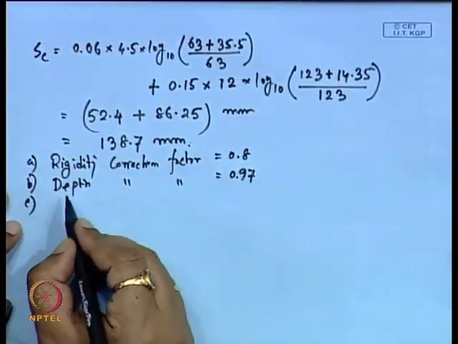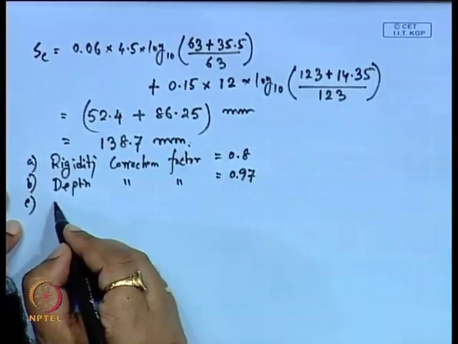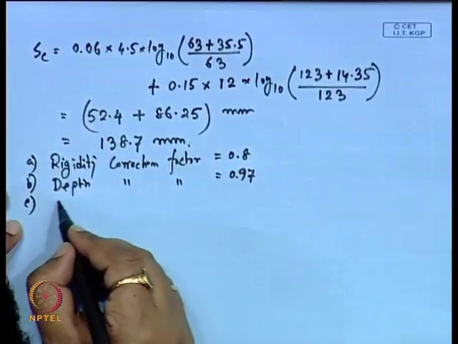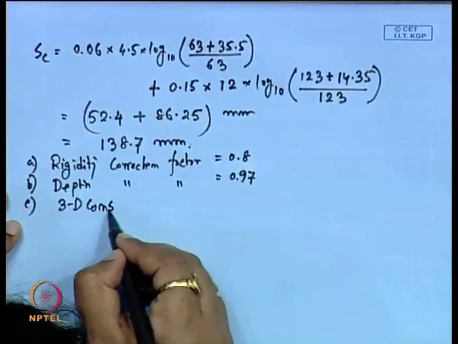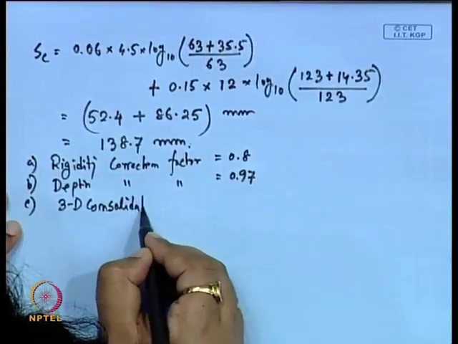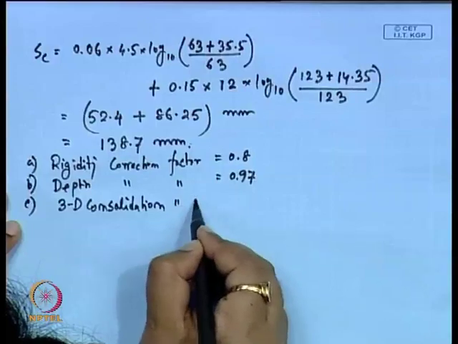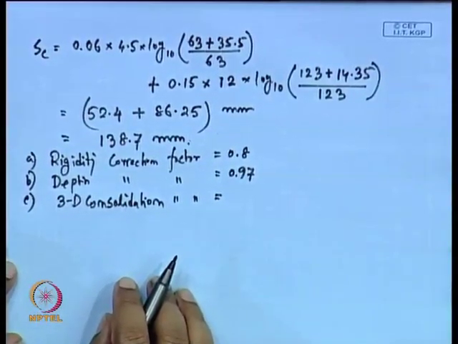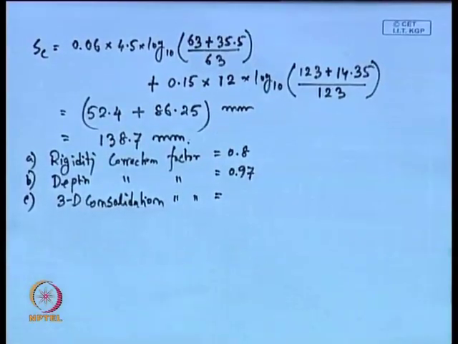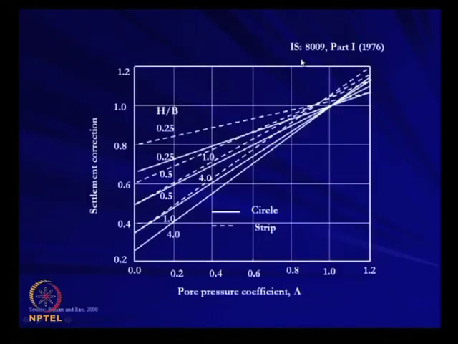This is the correction factor for the 3D consolidation. So, how will we calculate this 3D consolidation correction factor? Here also this IS code, IS 8003 part 1, suggests a chart by which we can calculate the consolidation correction factor.